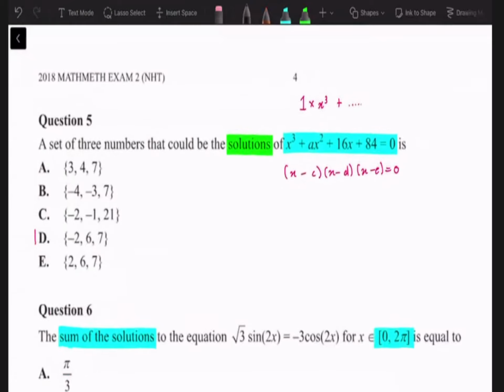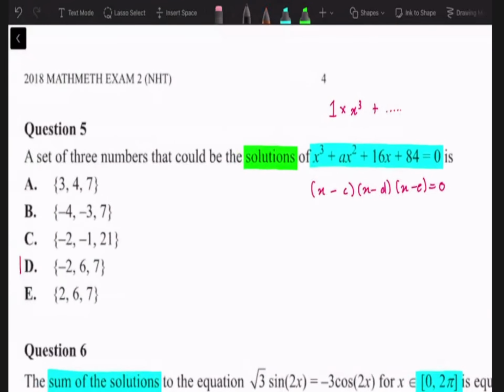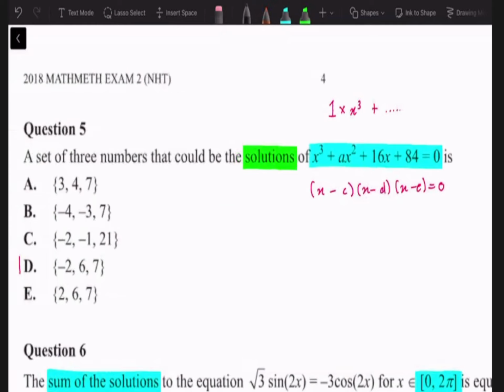So, a set of 3 numbers. The easiest way to do this is, there's a couple of ways. So you could just look at, first thing to realize is that the coefficient of the x with the highest power is 1. So that means it's going to be easily factorized as something like this.